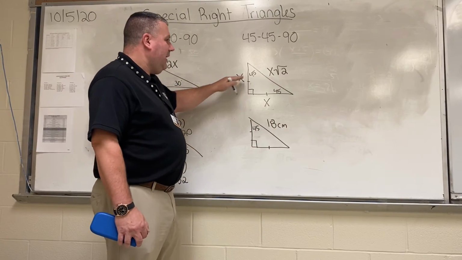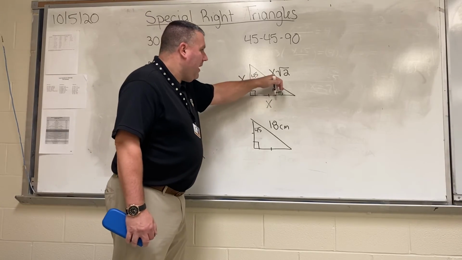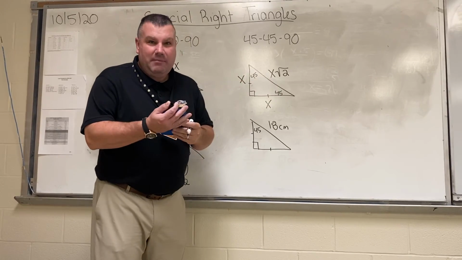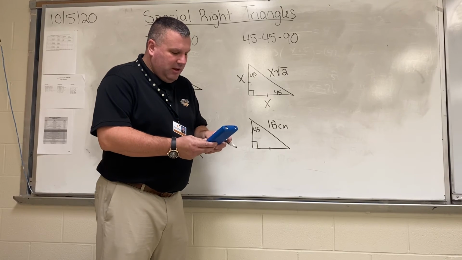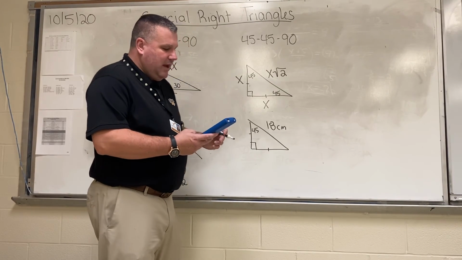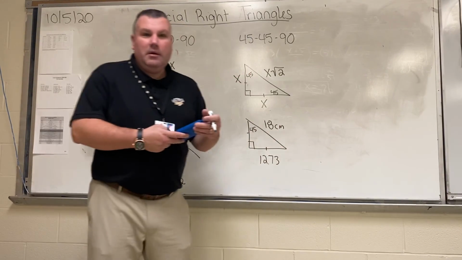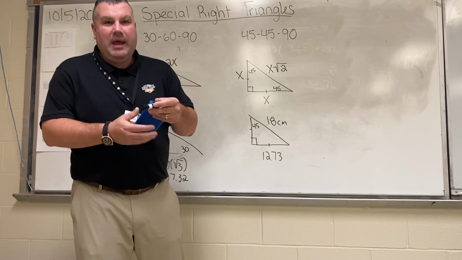Well, to go from the leg to the hypotenuse, I had to multiply by the square root of 2. So to go from the hypotenuse to the legs, I have to divide by the square root of 2. Okay, so on my calculator, I would do 18 divided by the square root of 2. And when I do that, this is 12.73. Okay, make sure you review this tape and ask any questions.